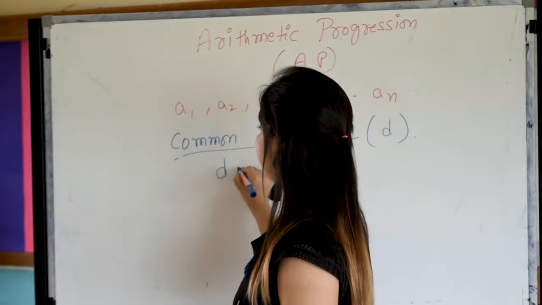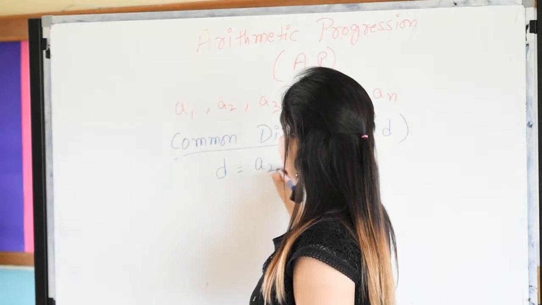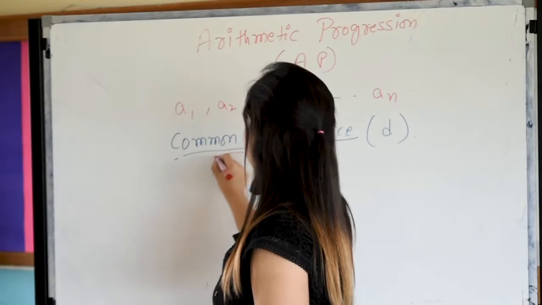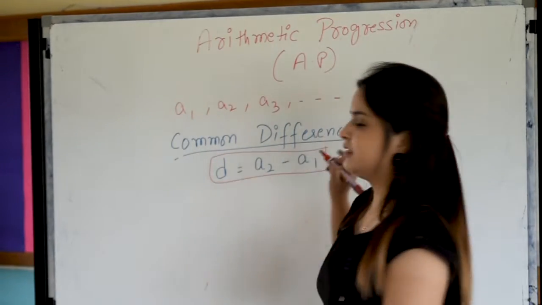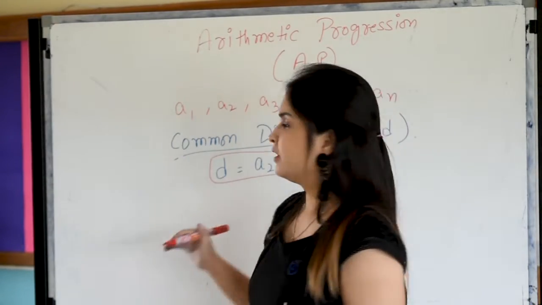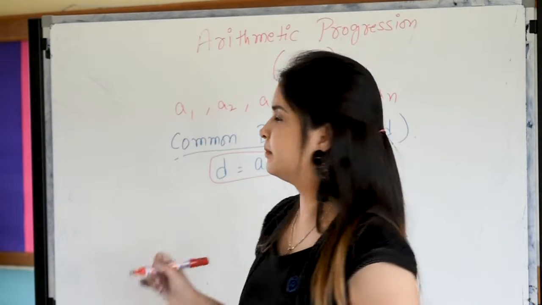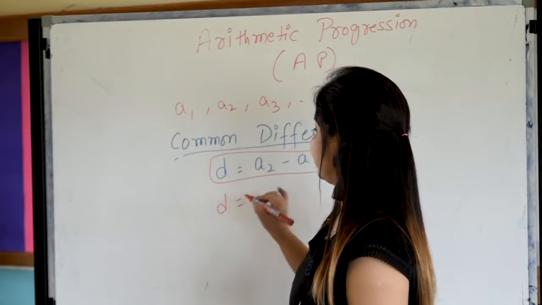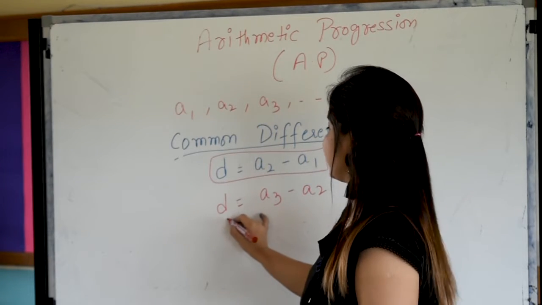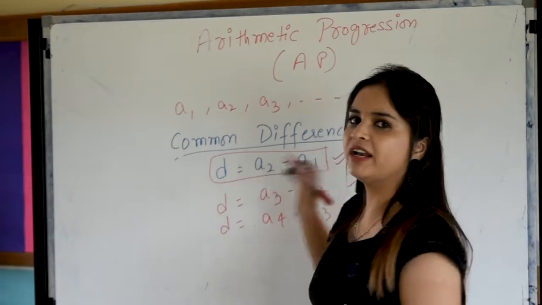Now, what is D equal to? This D is equal to second term minus first term. Okay? Remember this. D is equal to second term minus first term. Now, this is not necessary that you always have to take the first term and the second term. You can write D is also equal to A3 minus A2. Okay? Or you can say D is also equal to A4 minus A3. All are correct.